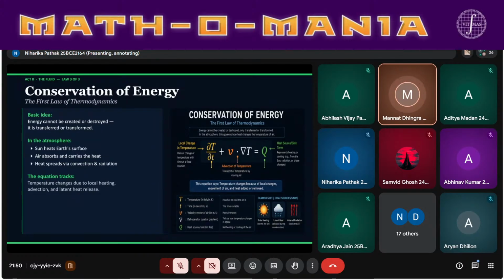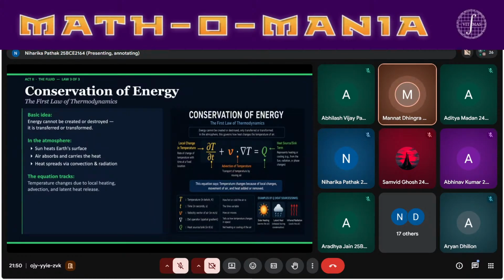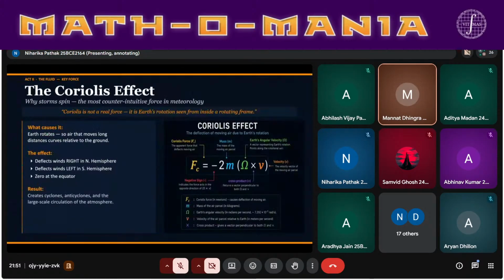and the equation. So as I mentioned in the slide, the equation tracks how temperature changes due to local heat advection and latent heat release, which I mentioned in the examples of Q or heat sources. And yeah, those are the conservation laws. Now let's go to, and yeah, Niharika, could you change the slide?